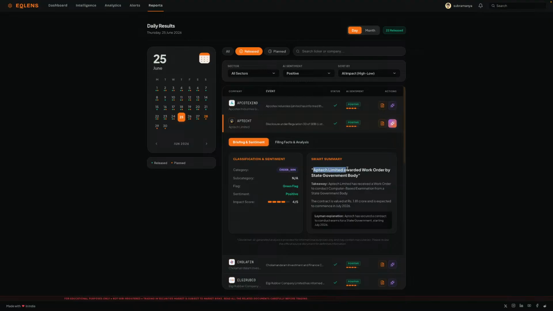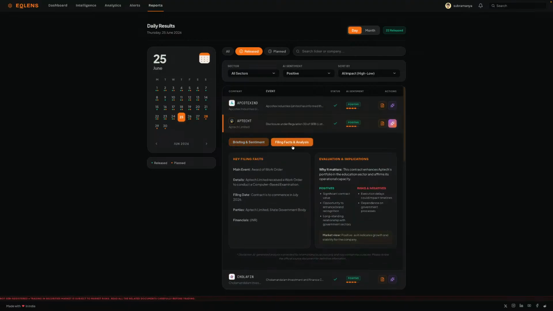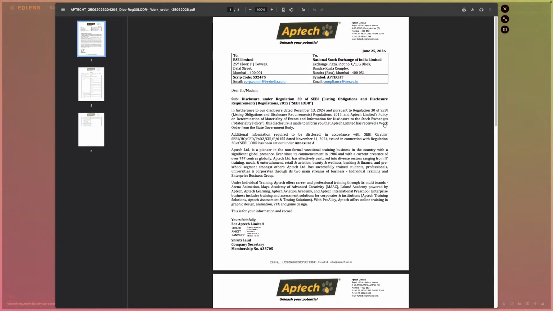See, Aptech Limited awarded work order by state government body, which is good news. Layman explanation: Aptech has secured a contract to conduct exams for state government starting July 2026. Okay. All right. What are the things? Award of work order. The contract enhances Aptech's portfolio in the education sector, affirms its operational capacity, significant contract value, opportunity, enhanced brand recognition, long-standing relationship with government sector. I'm gonna open this to get more information about it. Looks like it's an order win, positive news, very positive news.